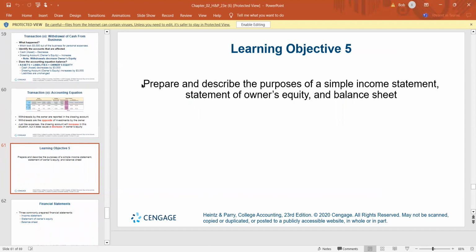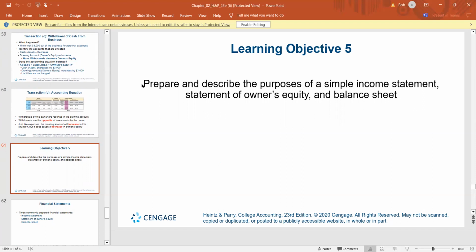Now, we went through a whole bunch of transactions. Let's spend a few minutes to prepare and describe the purposes of a simple income statement, statement of owner's equity, and balance sheet. These are the three major financial statements. Every company produces an income statement, a statement of the owner's equity, and a balance sheet. They tell you different things about the company, and anybody who's investing in a company wants to see the financials. You need to come up with good financial statements. Otherwise, no one's going to do business with you.